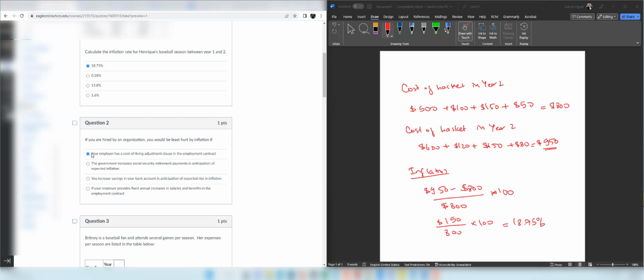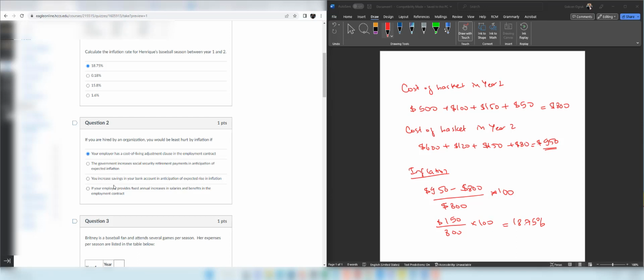Let's read the other options too. The government increases Social Security retirement payments in anticipation of expected inflation. So expected inflation may not be the same inflation that you will see next year. For instance, beginning of the year expected inflation is 2%, but the inflation turns out to be 7%. So you're going to be hurt by the inflation because your income increases by expected inflation, but actual inflation could be higher than the expected one.